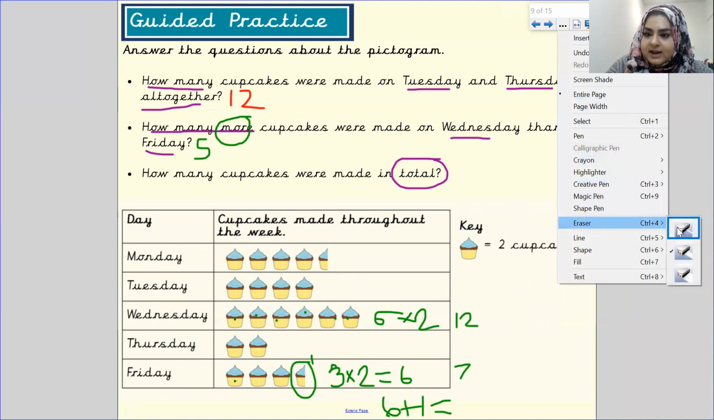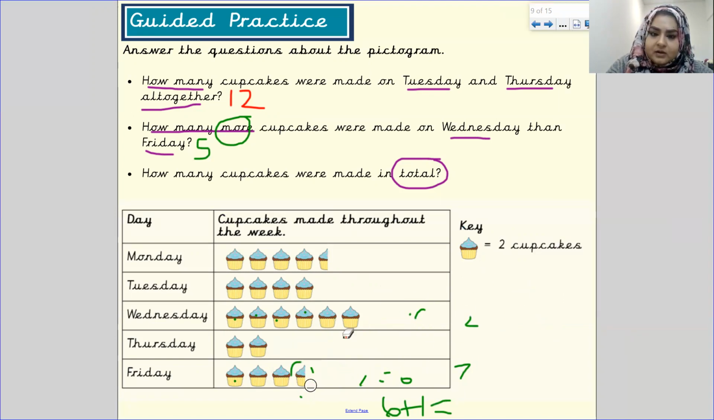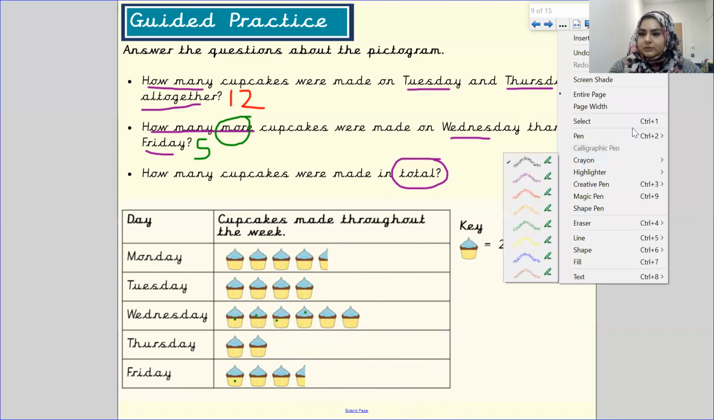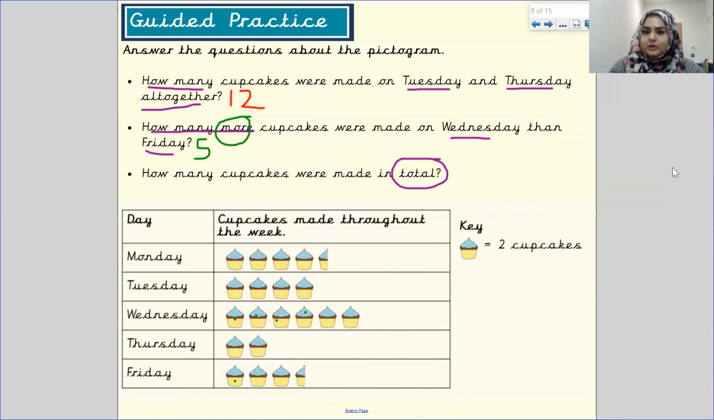Now let's work out the last question. It says how many cupcakes were made in total? So what we need to do here is work out the total for each day and then add them together. So on Monday, let's count in twos, then add 1, because remember 1 picture represents 2. 2, 4, 6, 8. Then I'm going to add the 1 because that means 1. So that was 9. 8 add 1 is 9.